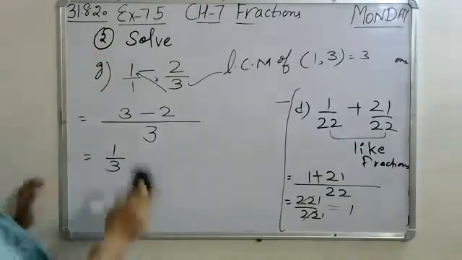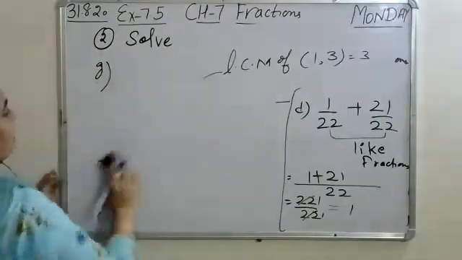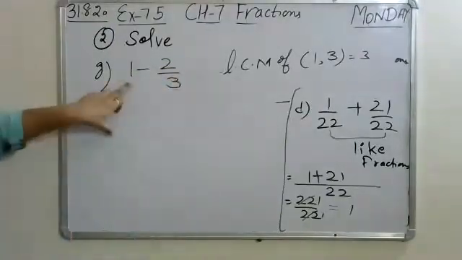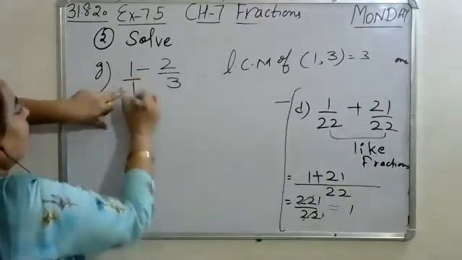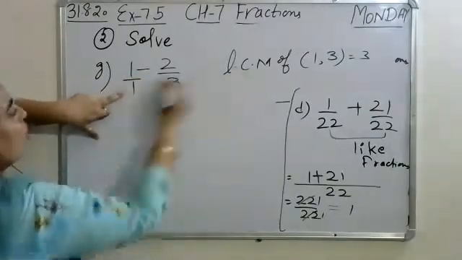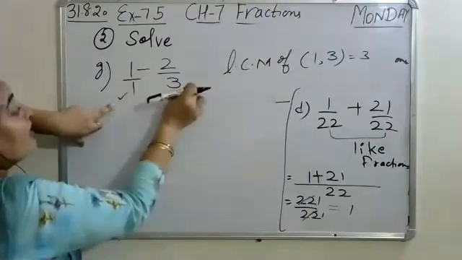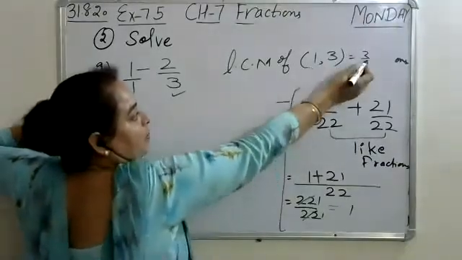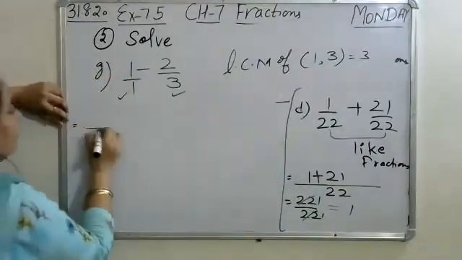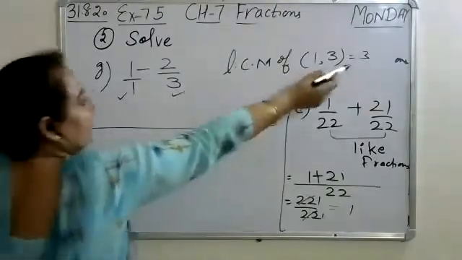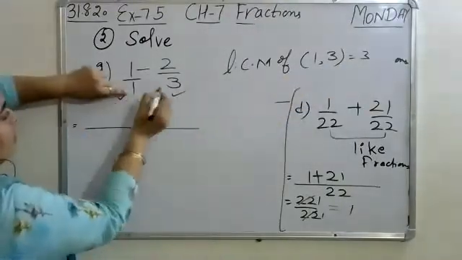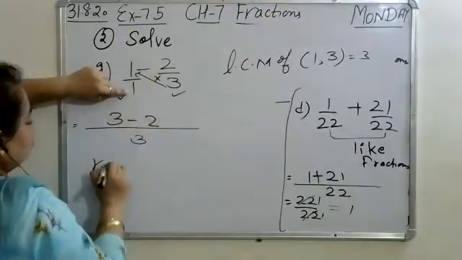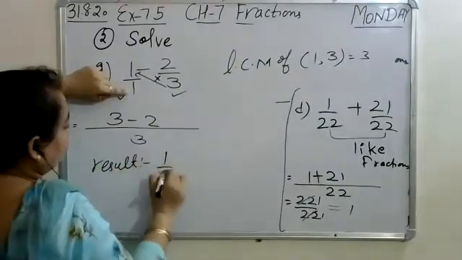I am repeating this sum once again. 1 minus 2 by 3. If there is nothing in the denominator, then you will write 1 here. After that, take out the LCM of 1 and 3 because both are unlike fractions. The LCM of any number with 1 is the number itself. So here 1 and 3, the LCM is 3. 3 multiplied by 1 is 3, minus 2. So the result is equal to 1 by 3.